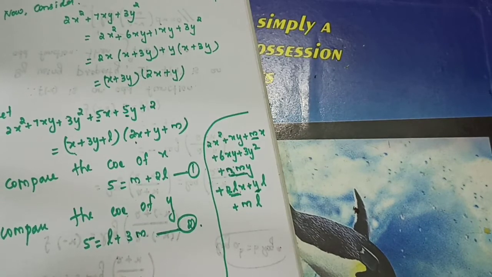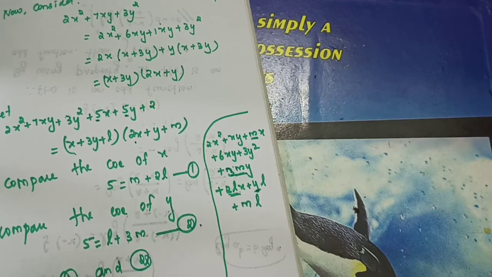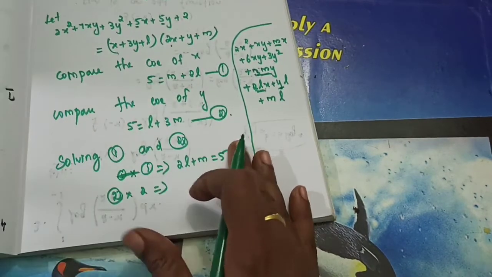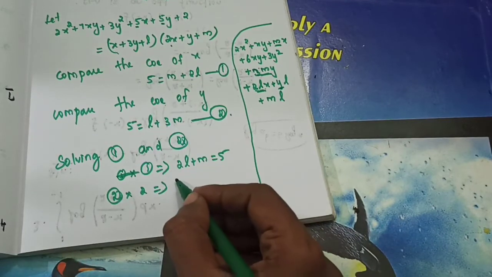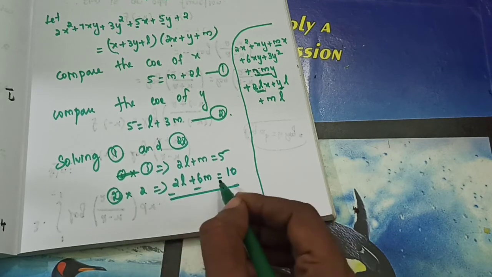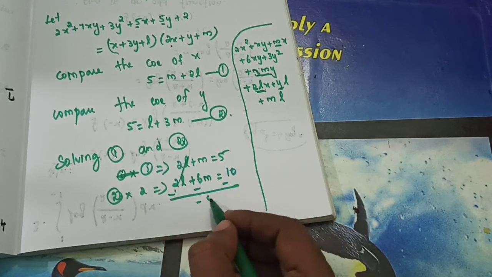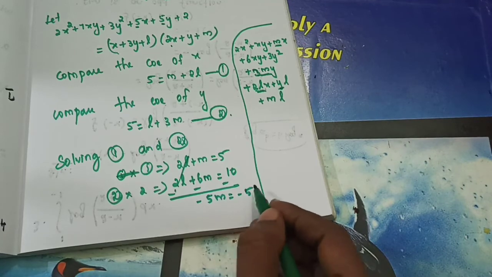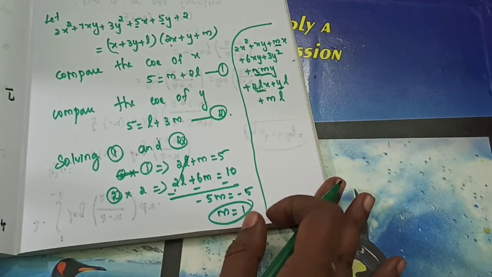Now you need to solve 1 and 2. Shall we solve? The first equation, as it is, you can rearrange and write: 2l + m = 5. The second equation multiplied by 2: I am not going to repeat this again, you are just solving. So 2 times means 2l + 6m = 10. Subtract this one, so it gets cancelled. So -5m = -5, so m = 1. Now you got the answer for m.